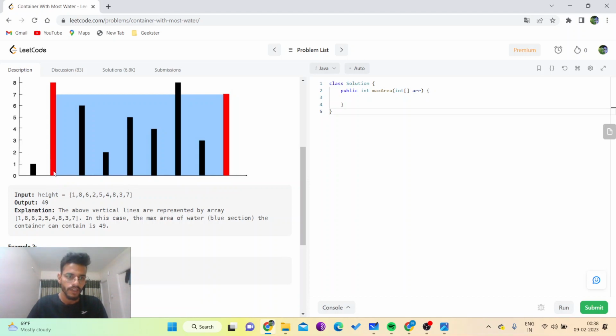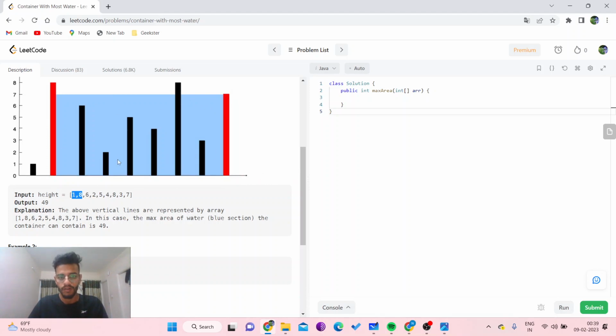So here the length will be this, and this will be 1. From here to here it will be 1, from here to here it will be 1, from here to here it will be 1. So as the next index comes, the length increases by 1. We can find that by subtracting the indices. But basically what we have to find is the height from where we can get the maximum area.